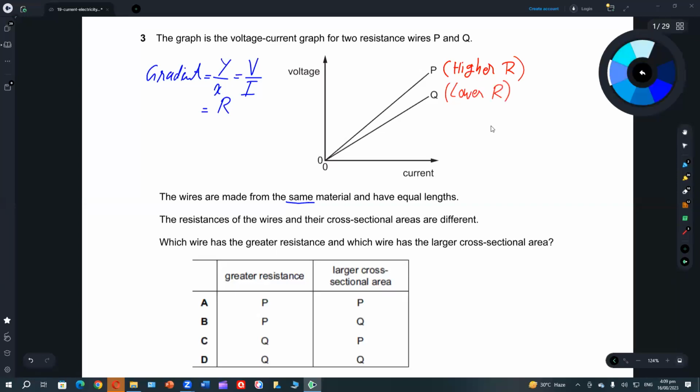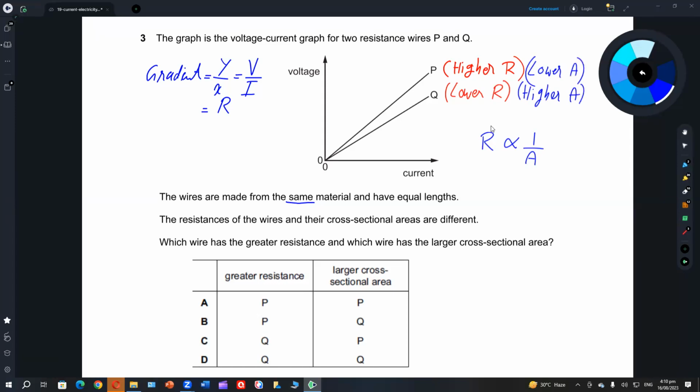What is the concept of resistance and area? Resistance is inversely proportional to area. When you say resistance is higher, area would be lower. So we have to select the greater resistance. We have two options, A or B. Resistance and area are inversely proportional. So what should be the option, A or B? B. Very good.